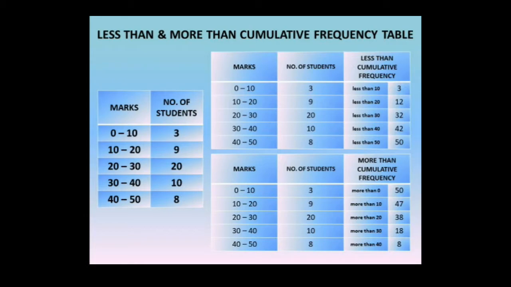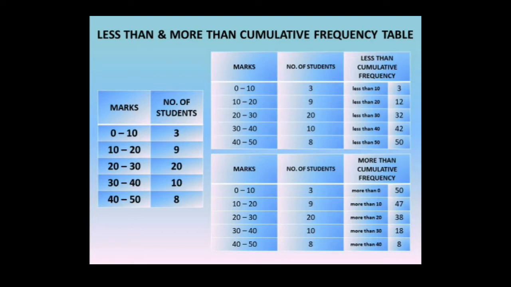Next, we will write the more than cumulative frequency table. When we are writing the more than cumulative frequency table, we have to take the lower limit, that is more than 0, because 0 is the lower limit of the first class, more than 10 because 10 is the lower limit of the second class, like that more than 20, more than 30, more than 40. In all the cases we have taken the lower limit. Now we are going to write the cumulative frequency.